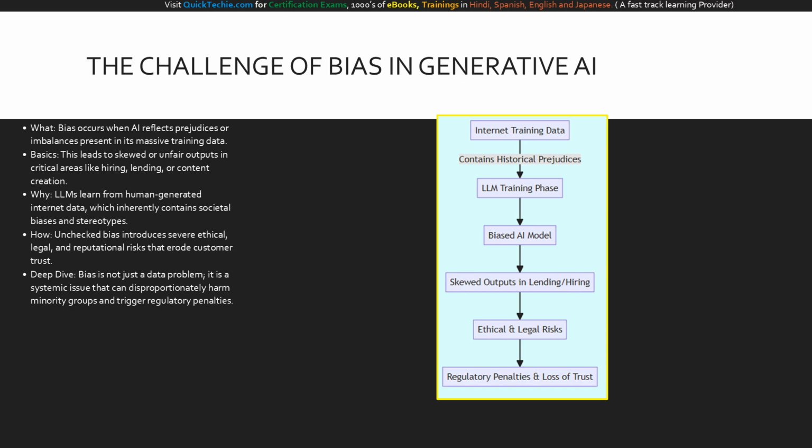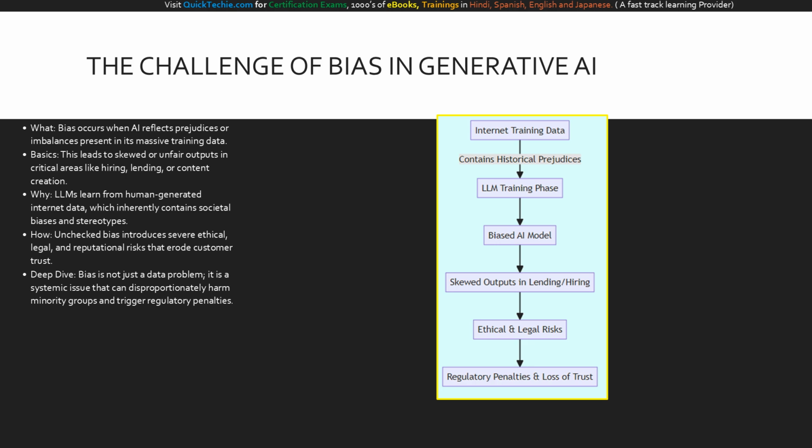Let us trace the life cycle of AI bias using the diagram on your screen. It starts at the top with internet training data. As the arrow indicates, this data naturally contains historical prejudices, which feeds directly into the LLM training phase. Because the model learns to mimic its input, this inevitably creates a biased AI model. When businesses deploy this raw model, the flow continues down into skewed outputs in lending or hiring.